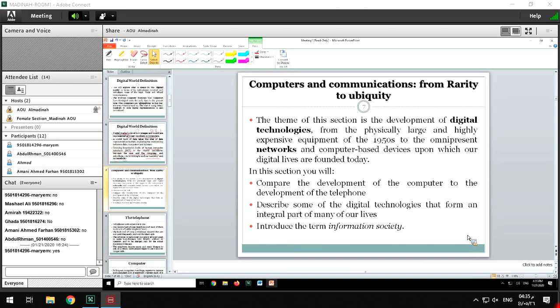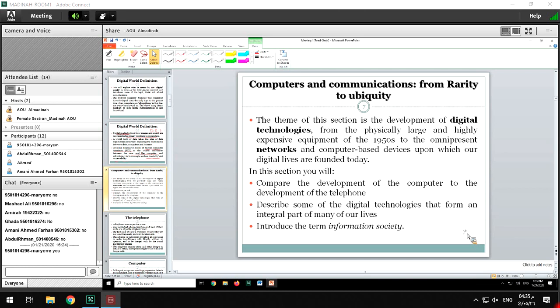Now, computers and communication. The theme of this section is the development of digital technologies from physically large and highly expensive equipment to the network and computer-based devices that we use in today's world. So in this one we are going to talk about computers in the olden days, or we can say in the past years, to the current technologies, to today's technologies.